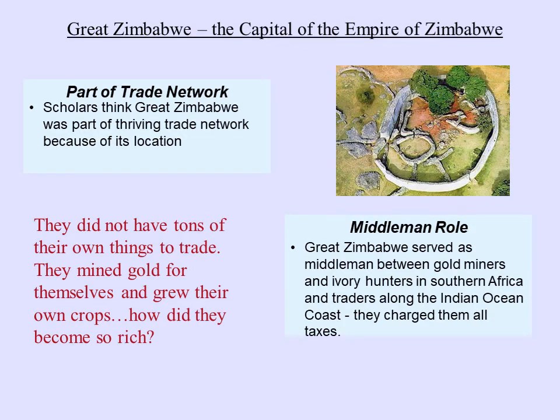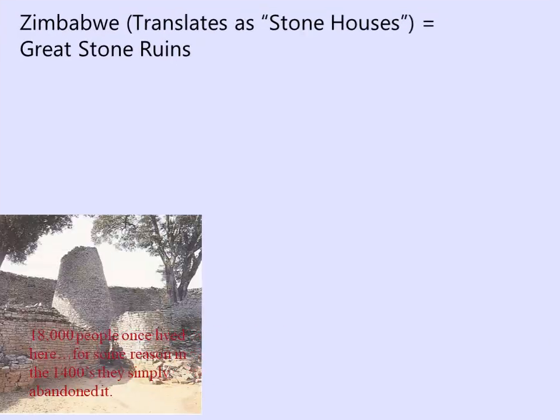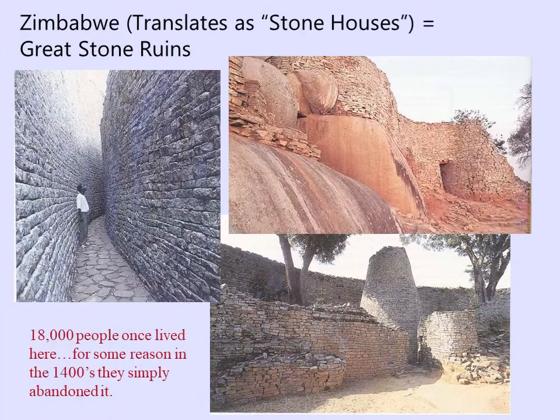So here's what it looks like. This is the Great Zimbabwe, the city of the Great Zimbabwe. So here's some more up-close pictures of it. 18,000 people lived here once, and then for some reason in the 1400s, and we do not know why, they simply picked up and walked away. There is no evidence that they were invaded, that there was sickness, there's no massive graveyards anywhere. They just picked up and they walked away.